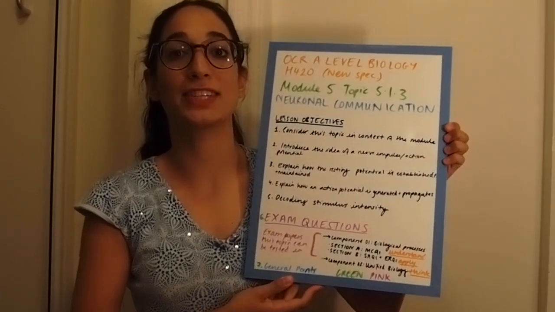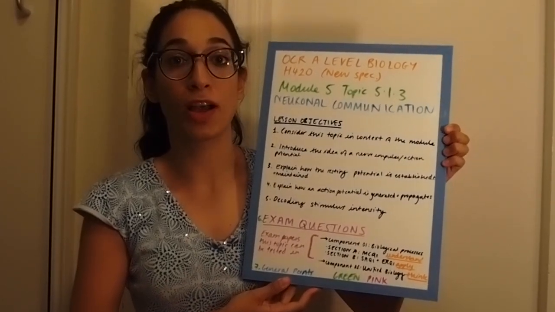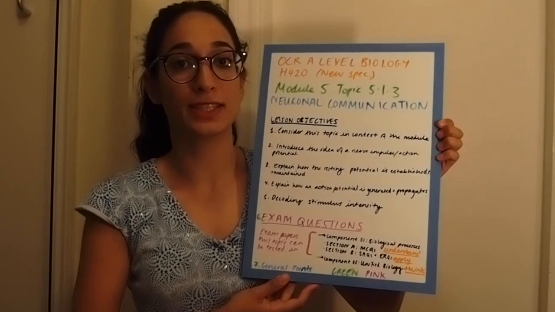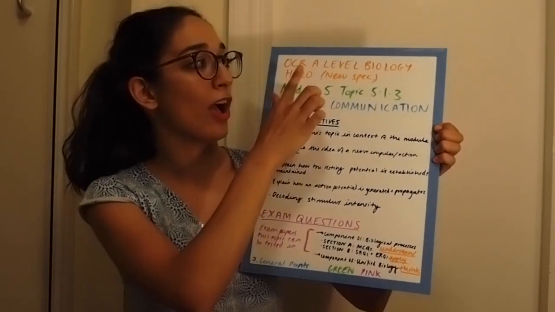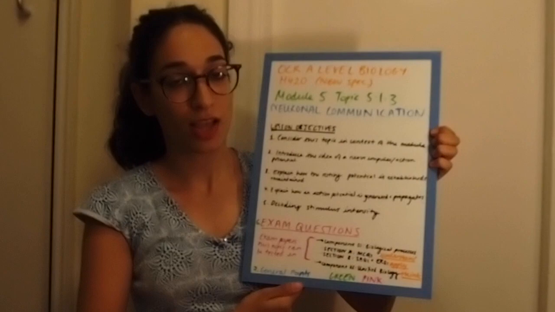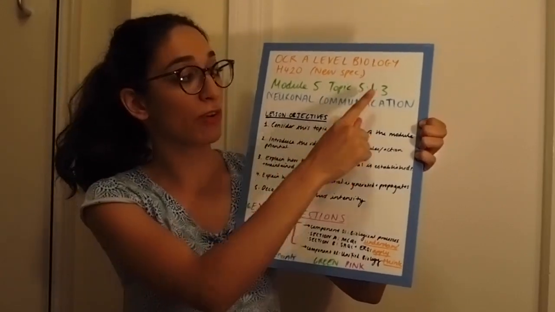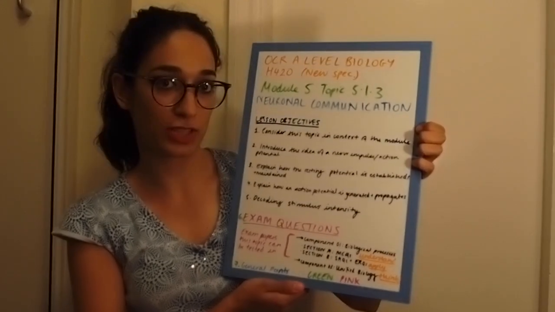Hi, I'm Gulnar, and today we'll be covering Module 5 titled Communication, Homeostasis and Energy of the OCR A-Level Biology New Specification. Specifically, I will be looking at topic 5.3, which is Neuronal Communication.